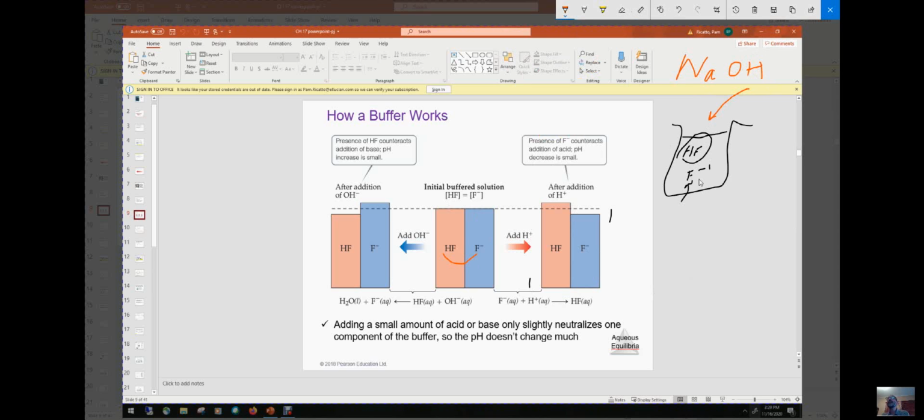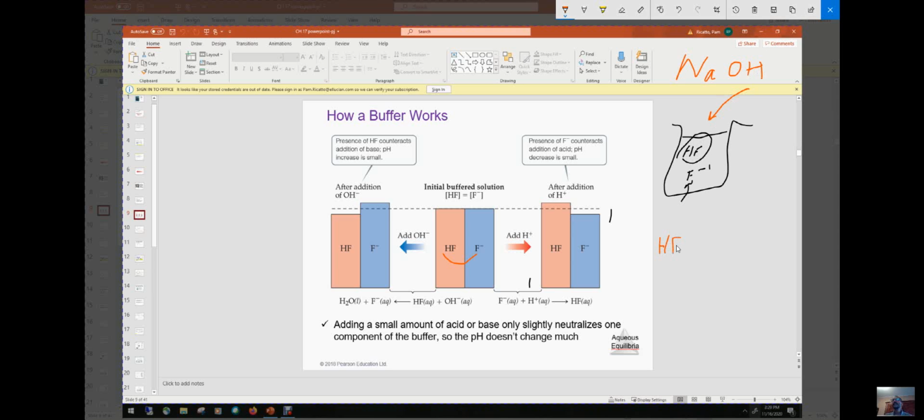Well, this time, it's not the F minus, the conjugate base, that's going to do the work. It's got to be Batman himself. It's got to be the acid, because the weak acid HF will react with OH minus. So let me show you that. It's just a neutralization reaction.